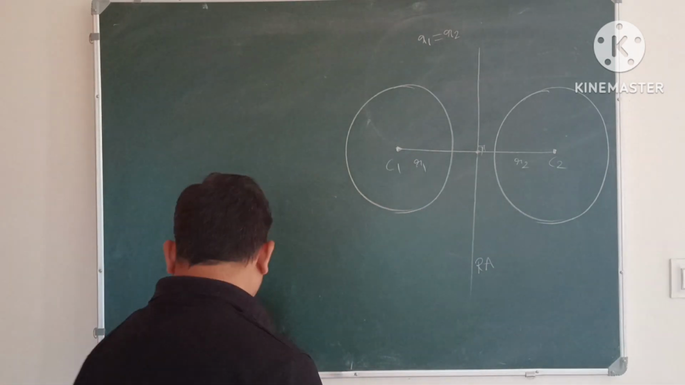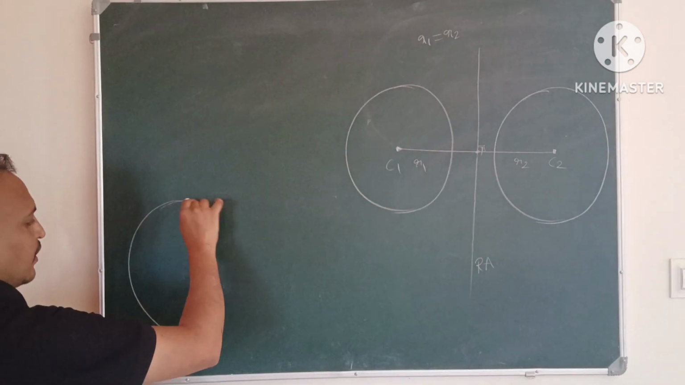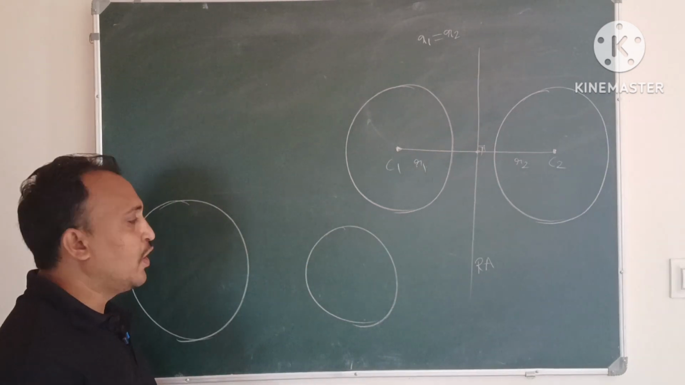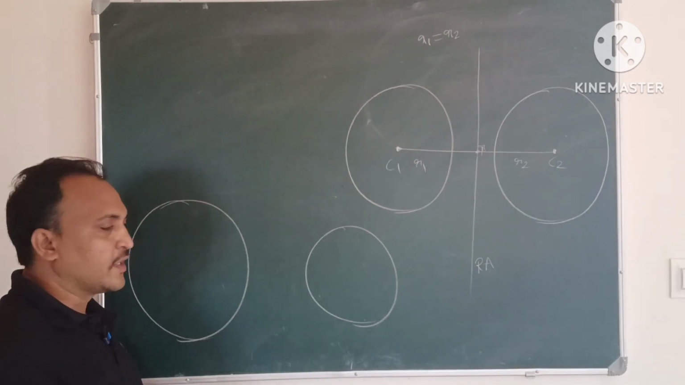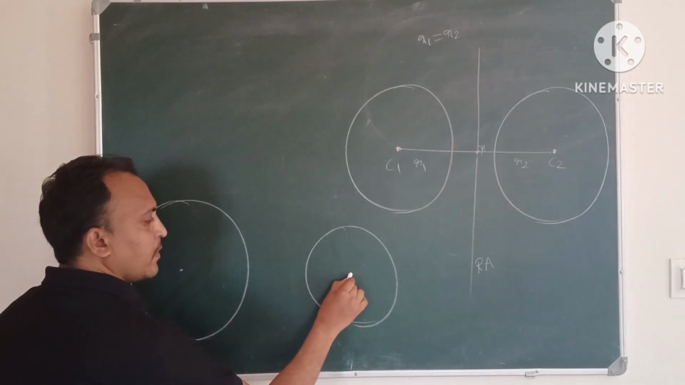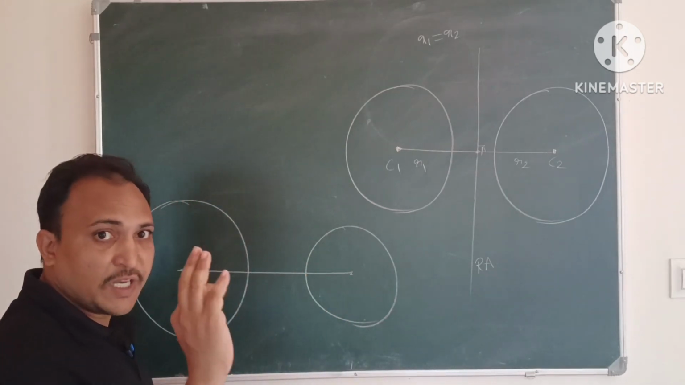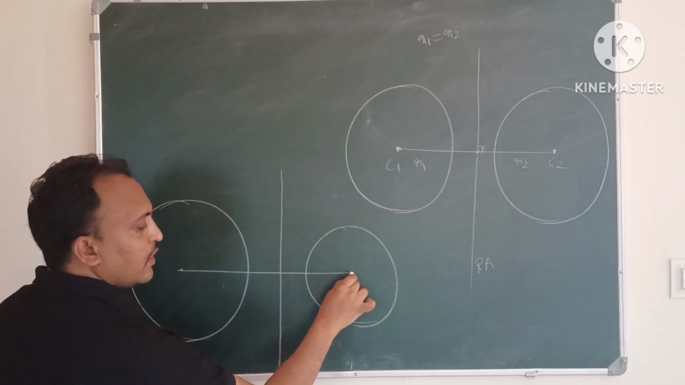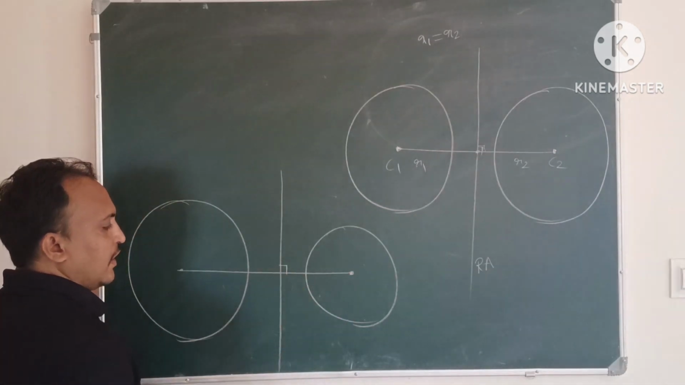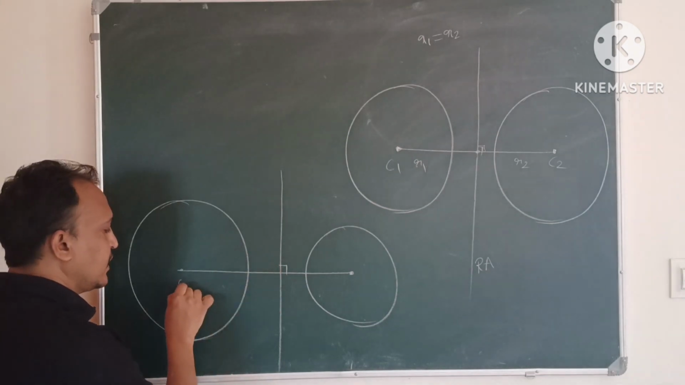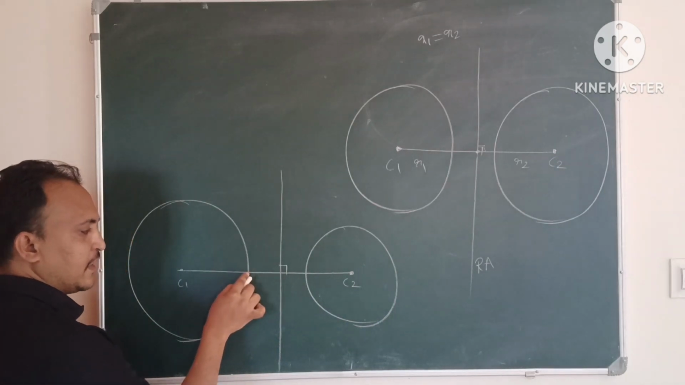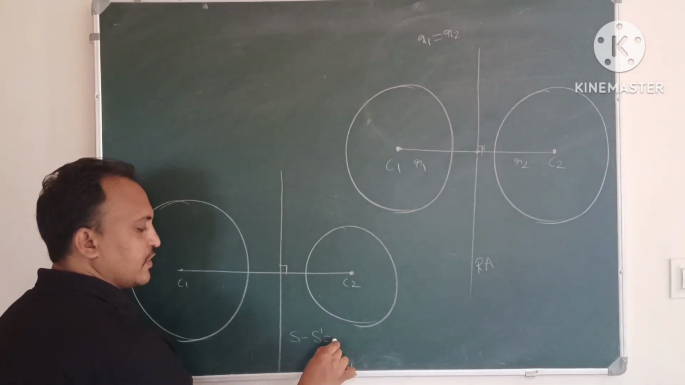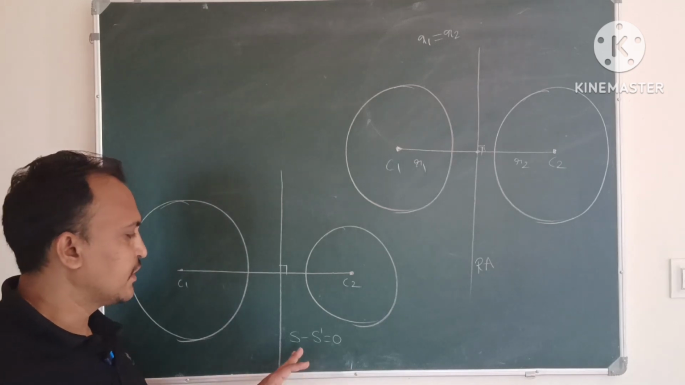Next, case number 2, if two circles neither touch nor intersect, in this kind of circles, according to the three properties, the radical axis is nearer to the center of the smaller circle, the radical axis is perpendicular to C1, C2, and the radical axis is nearer to the circumference of the bigger circle. So, how to find out this one? S minus S dash equal to 0 in this case. In any case, S minus S dash equal to 0.